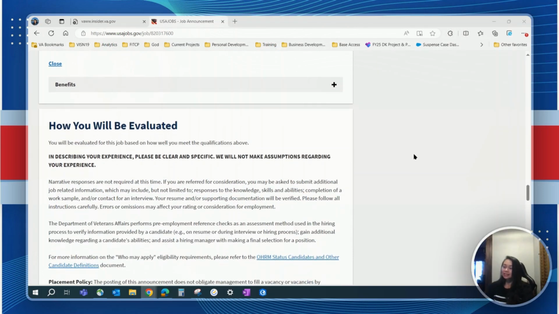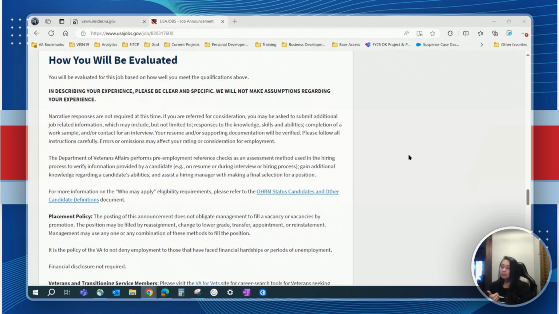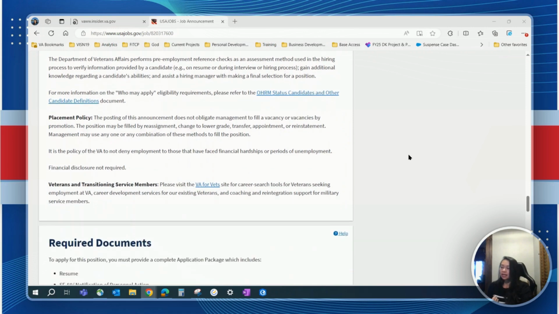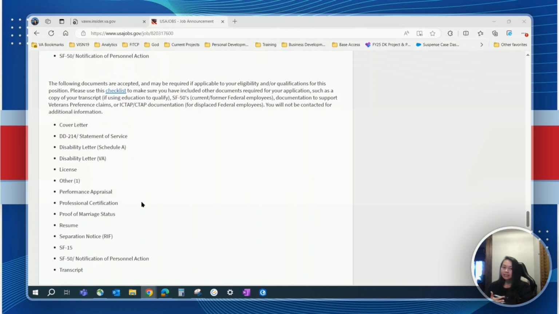Part of the application process is looking at the whole job description, like how you will be evaluated. That's important, and the required documents. Right now it just requires the resume and the SF50, but I can add additional ones to supplement, to make sure that they know about my disability and any transcripts with my master's degree. As far as the disability letter, there's also the SF15, that's the veterans preference form.